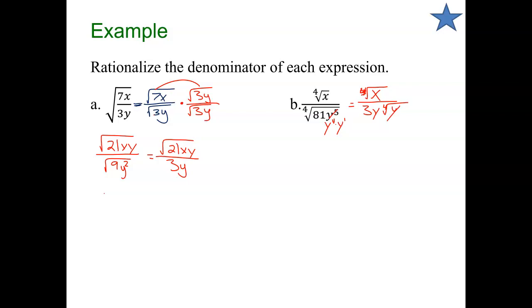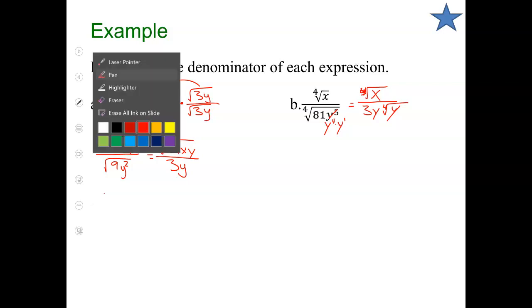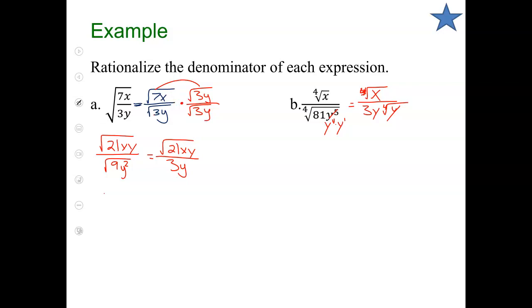That's it. So what can I multiply by to get something that I can take the fourth root of? What do I need my exponent to be so that I can take the fourth root? 4, right? Or a multiple of 4. So what can I multiply y by so that I end up with y to the 4th? Y to the 3rd. If I multiply y to the 3rd with y, that gives me y to the 4th.